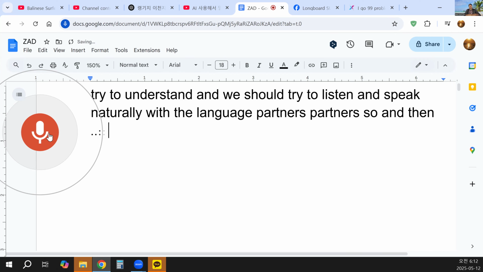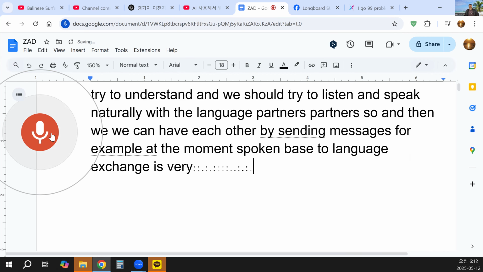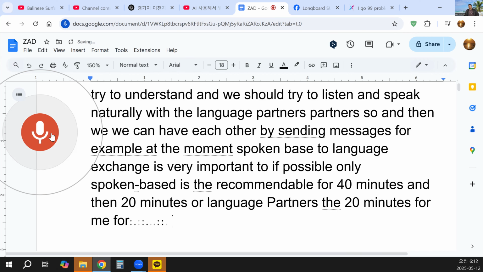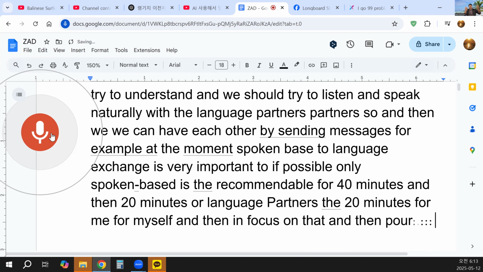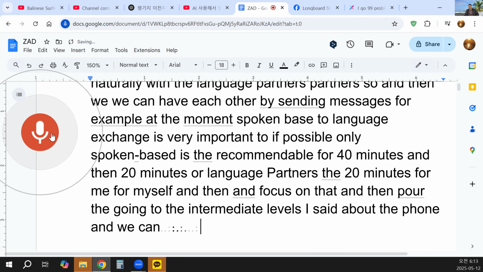And then we can help each other by sending messages. For example, there is one way. First, at the moment of doing online language exchange, spoken-based language exchange is very important. If possible, only spoken-based is recommended for 40 minutes: 20 minutes for language partners, 20 minutes for myself, and focus on that. And then, going to the intermediate level. I said the beginner level means just like children: we can listen and we can speak. That is the beginner level.